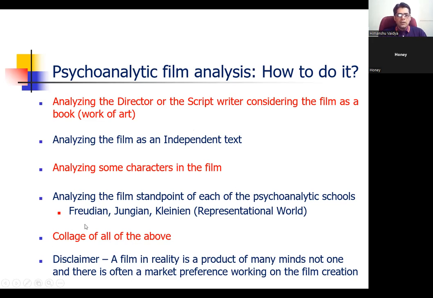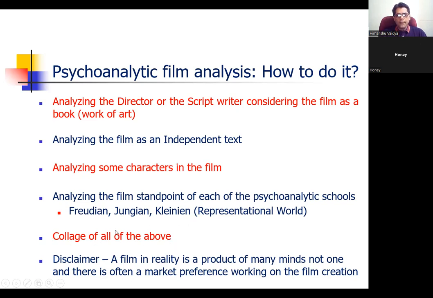And the fifth way is to do a collage of all of the above. Take something from each method and do a collage approach in film analysis. A mix and match of everything. That's a collage approach of doing a psychoanalytic film analysis. Very importantly, whatever method you use of the five: 1, 2, 3, the fourth one I said of all characters being some parts of the unconscious mind of the creator, and the fifth one, a collage of all the above.